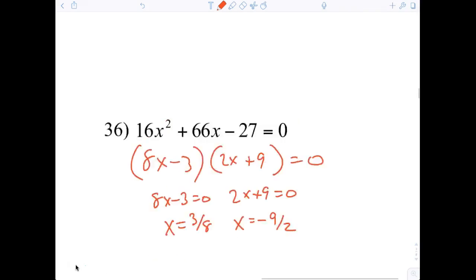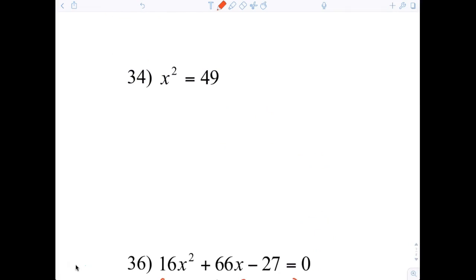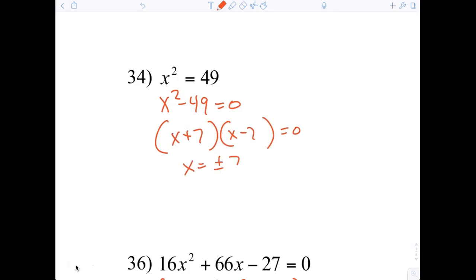All right. Let's check out 34, a really simple one. Some of you could look at that and probably tell me the answer. x equals negative 7, x equals 7. Right. So you could have just said x equals plus or minus 7. But for us here, guys, x squared minus 49 equals 0, parentheses x plus 7, x minus 7. So x is equal to plus or minus 7. I'm okay with that. Anybody have any issues with that?